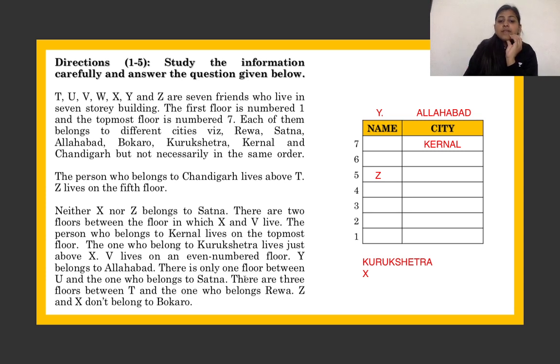Next, there is only one floor between U and the one who belongs to Satna. There are three floors between T and the one who belongs to Reva, and Z and X do not belong to Bokaro. So you can put it here, Z and X do not belong to Satna and also Bokaro. For V, only two cases are possible. Why?